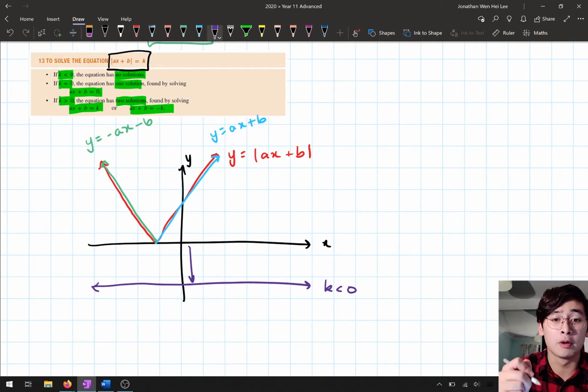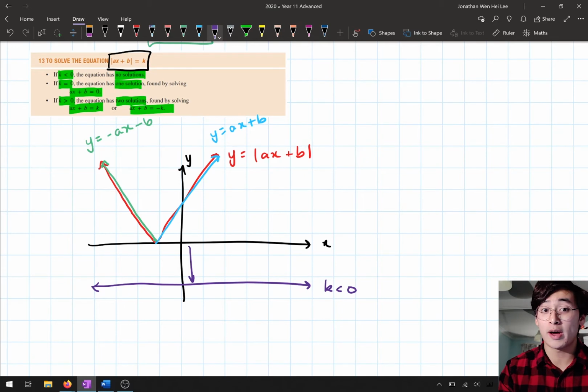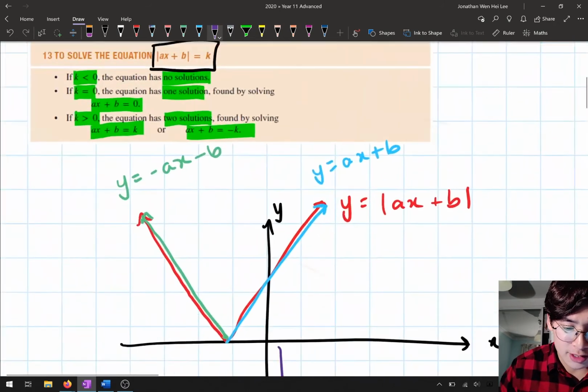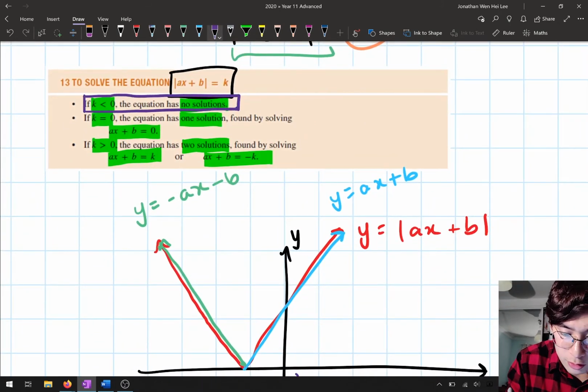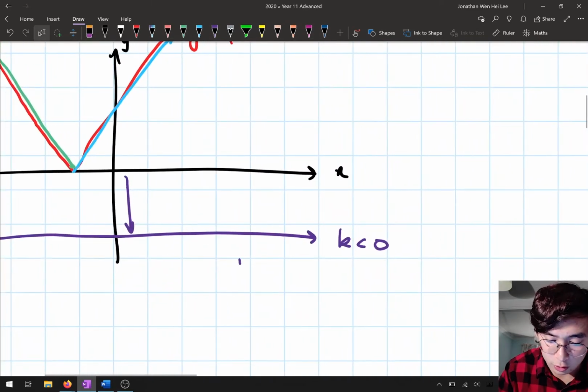Now, if you look at this purple line and my absolute value function, do they intersect or touch? Well, no, they don't intersect at all, which means there are no values of x where these two functions exist at the same time. So this is why, for the first condition, if k is less than 0, the equation has no solution. So here, this is no solutions.